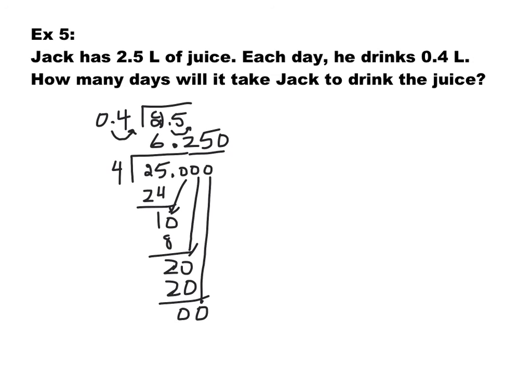So we can say that it's going to take him 6.25 days to drink all the juice. Now, 6.25 doesn't really mean anything for the number of days. So we have to round this one, and we round it up, so we say 7 days. So it will take Jack 7 days to drink 2.5 liters of juice.